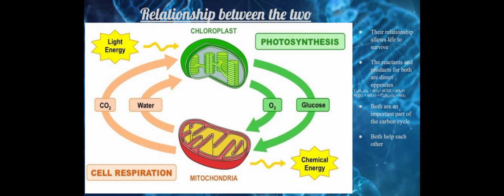So in cellular respiration, the reactants are actually the products of photosynthesis, and the products of photosynthesis are the reactants of cellular respiration. Now both of them take a huge important part of the carbon cycle. They actually help to keep the carbon dioxide and oxygen in the atmosphere stable or steady, and they actually help each other. Photosynthesis requires carbon dioxide, which cellular respiration makes, but cellular respiration needs the oxygen to do so. So photosynthesis provides that.